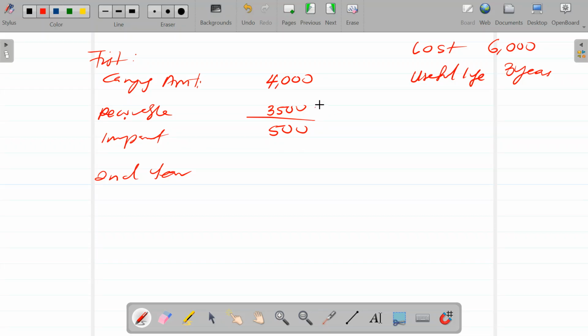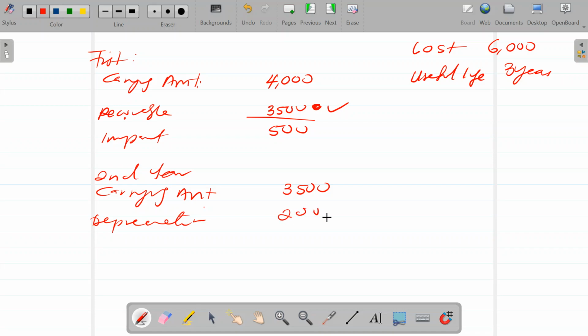Okay. So this will be the new carrying amount as the opening balance for the second year. So carrying amount 3,500, the opening balance. Depreciation charge is 2,000. Yeah. So our carrying amount will be 1,500.